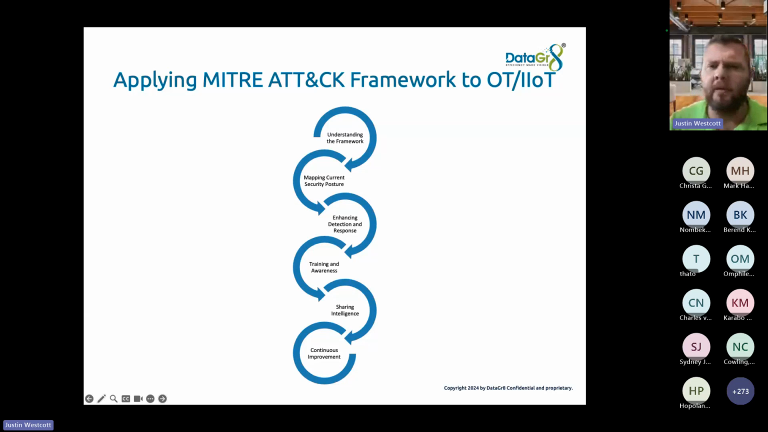What do I do? First of all, understand the framework, right? Begin with a thorough understanding of the MITRE ATT&CK framework, specifically for ICS and the ICS matrix, because it is a little bit different, although the outcomes are the same. Then you would go and map your current security posture against that framework.